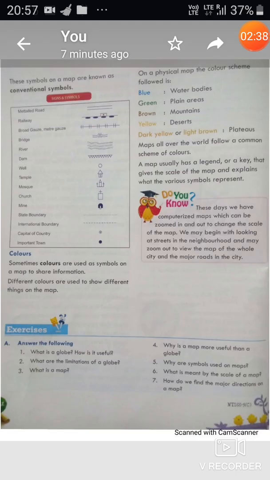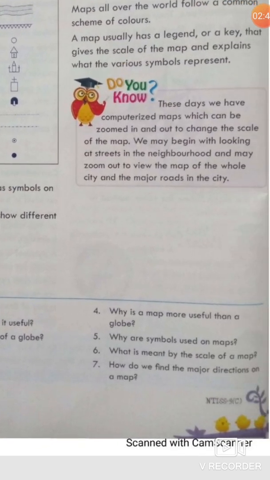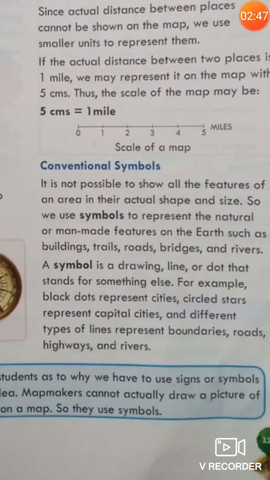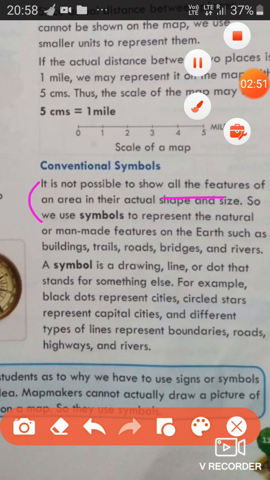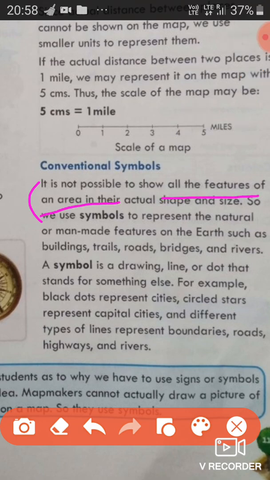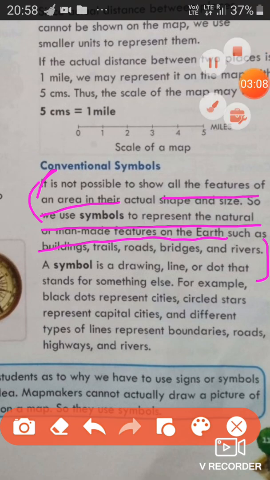Question number 5. Why are symbols used on map? Why are different symbols used on a map? Answer is it is not possible that we can show all the features of an area in their actual shape and size, so we use symbols to represent the natural or man-made features on the earth such as buildings, roads, rivers and etc. So these are the importance of symbols on the map.